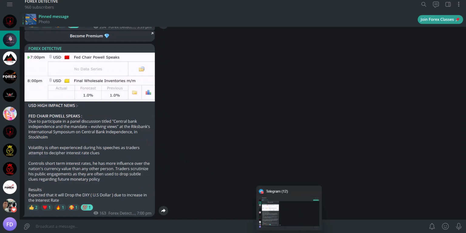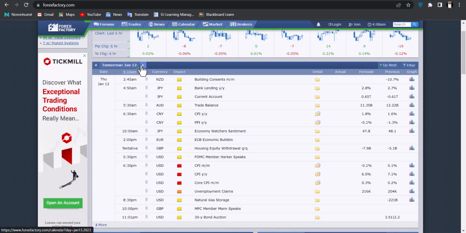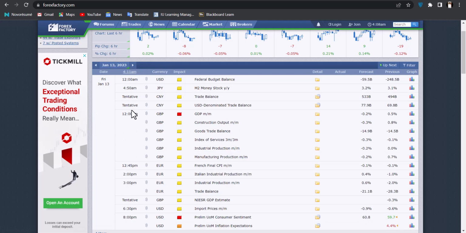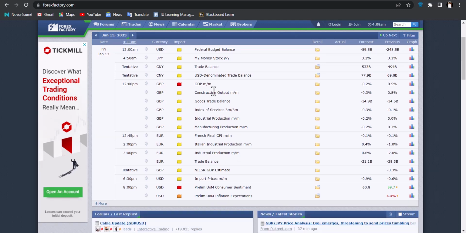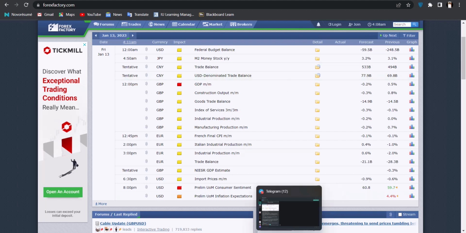So let's move ahead. On January 13th, Friday, we have the high impact news for the GBP, that is the GDP monthly, and we have two news for the USD. One is the high impact, and the second is the low impact, that is the preliminary UoM consumer sentiment and the preliminary inflation expectations. So nothing special for the fundamentals except for Thursday, because we have unemployment claims and the CPIs.